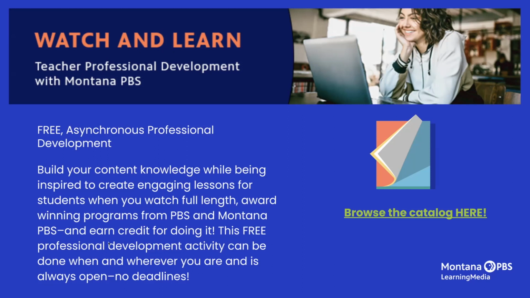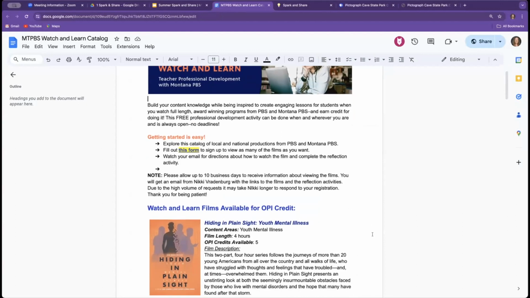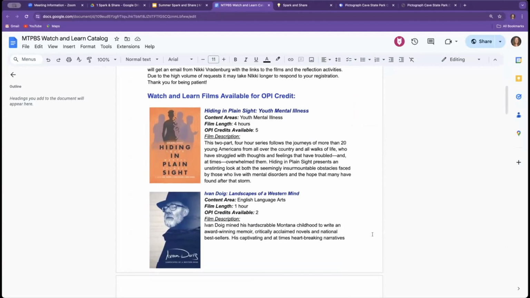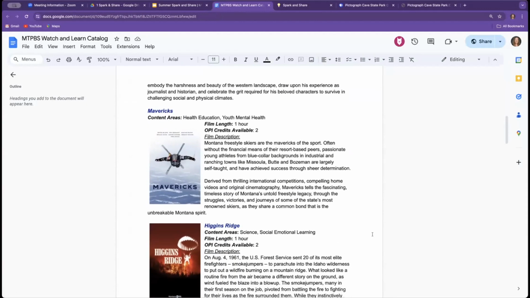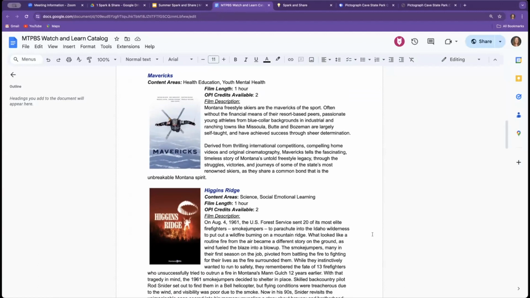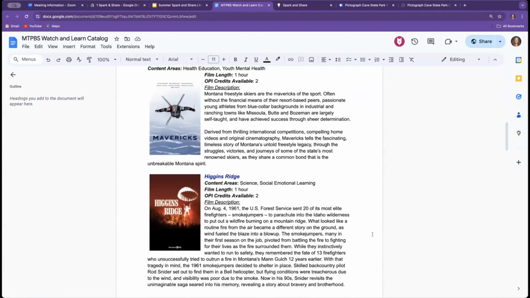On this slide, it describes what this is about. This is asynchronous PD, meaning you can do this anytime, anywhere, and there's no deadline. It's always available, and you do it at your own pace. How it works is you click here, look at the catalog, and think about which films you might want to watch. We've got them of varying lengths and in different content areas. As I said, most of them have been produced here in Montana by our team, and many of them have recently won awards for being outstanding films.